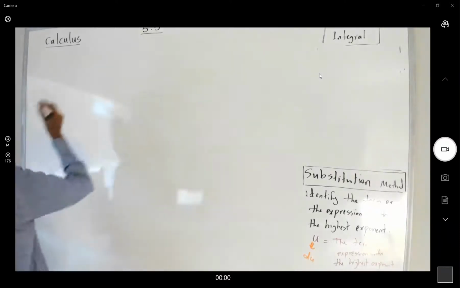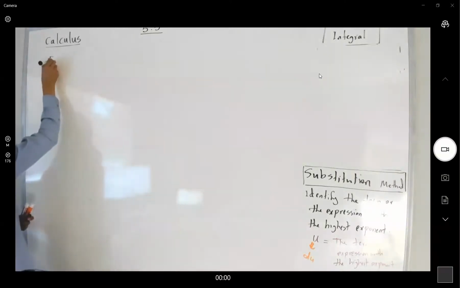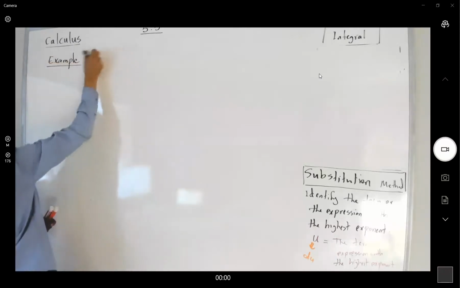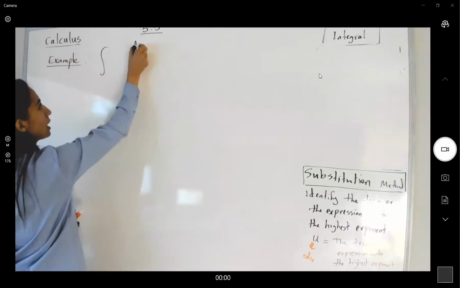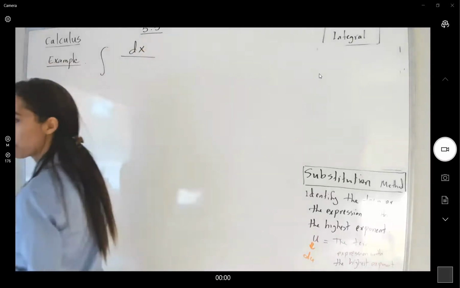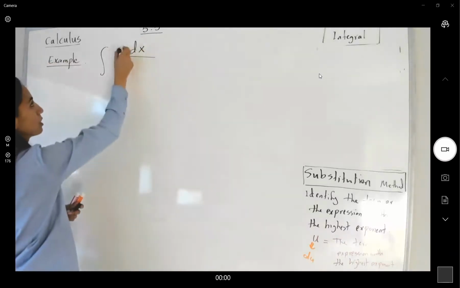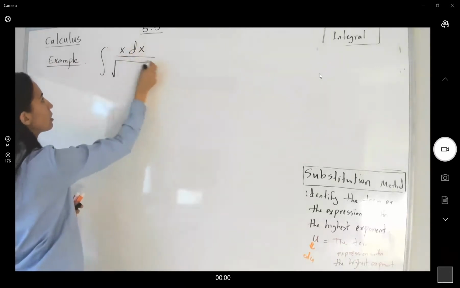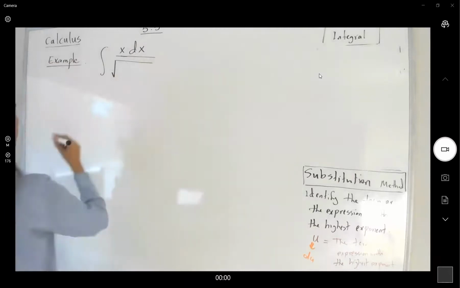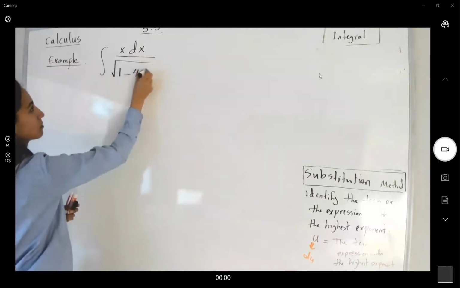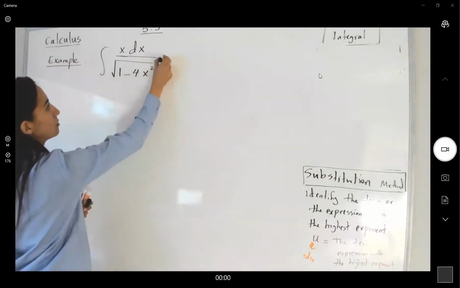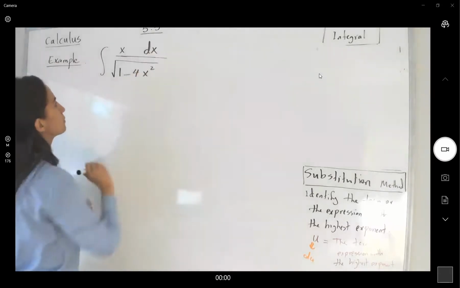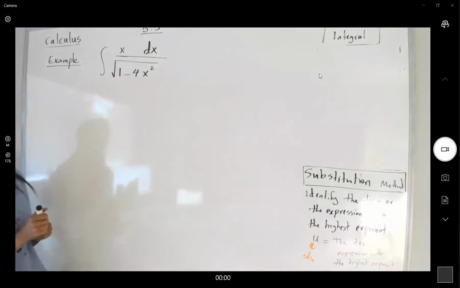Very well. Suppose I ask you to calculate this integral. Example: what is the integral of x times dx divided by square root of 1 minus 4x squared? Okay, perfect.